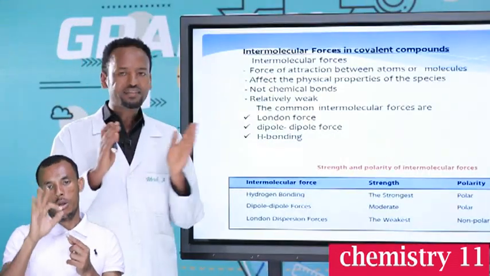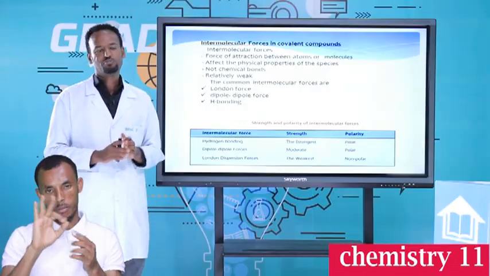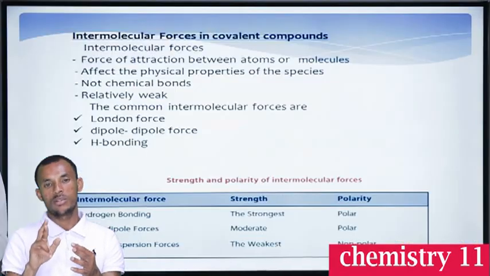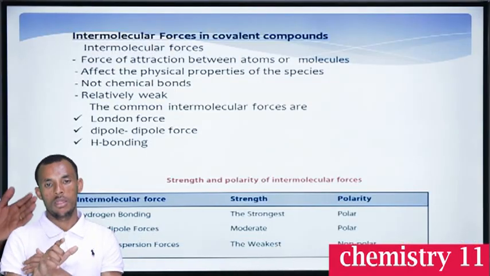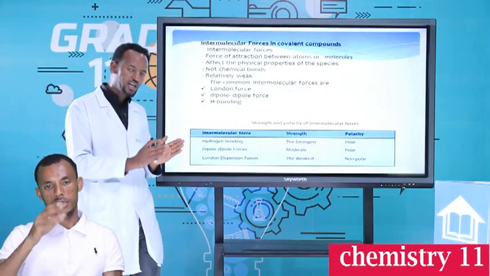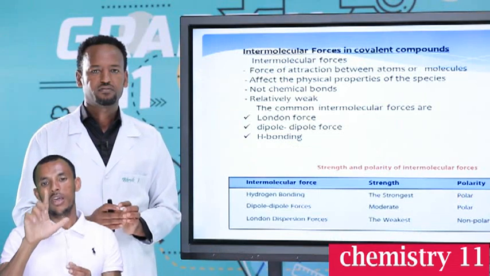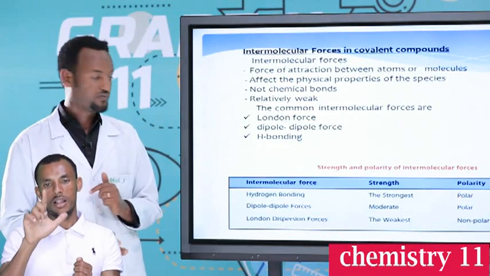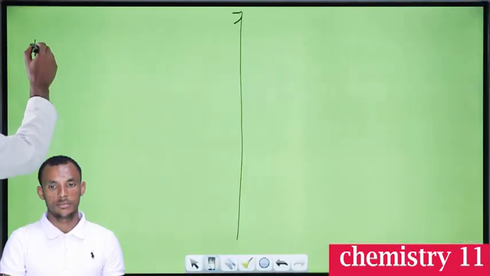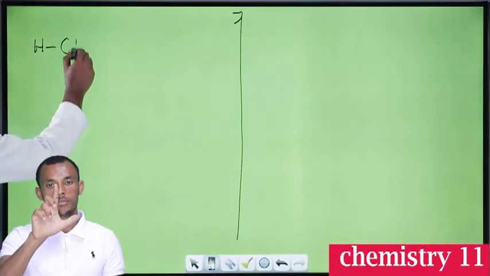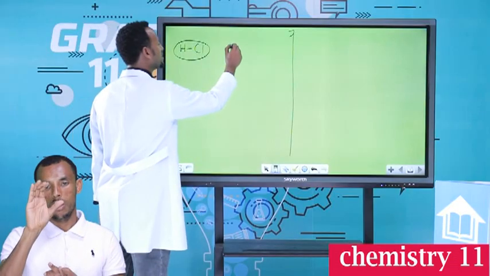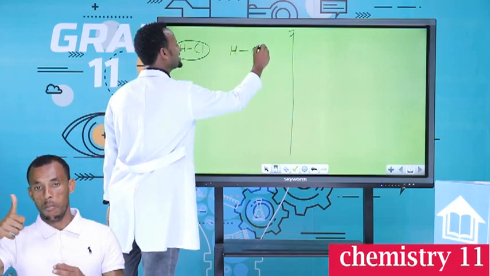The other one is dipole-dipole forces. Dipole-dipole is force of attraction between polar molecules. Between polar molecules. You know polar. For example, HCl. HCl is a polar molecule. Another HCl, it is polar. Force of attraction, HCl with HCl. Look, this one is for dipole-dipole force of attraction. HCl is one molecule. Again another HCl. This is another molecule.